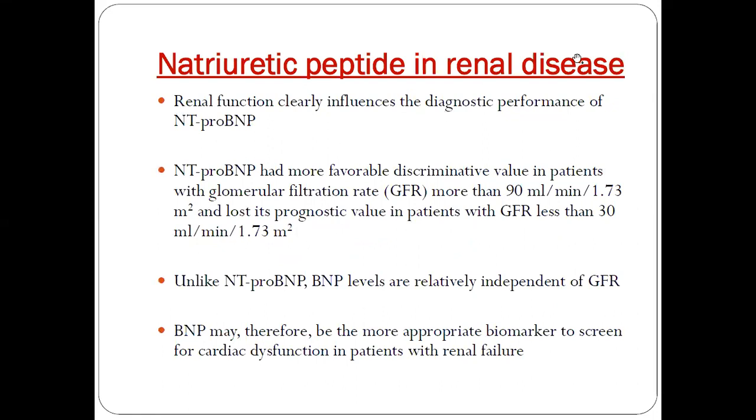Natriuretic peptide in renal diseases. In patients with renal disease, renal function clearly influences the diagnostic performance of NT-proBNP. NT-proBNP had more favorable discriminative values in patients with a GFR more than 90, and its value gets less when the GFR is less than 30. Because, as I've already said, NT-proBNP is majorly cleared by the kidneys. If your kidneys are not working properly, there is no clearance of NT-proBNP, and there will be falsely high NT-proBNP levels. Unlike NT-proBNP, BNP levels are relatively independent of GFR.